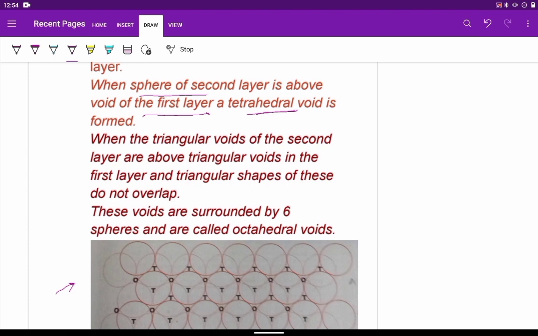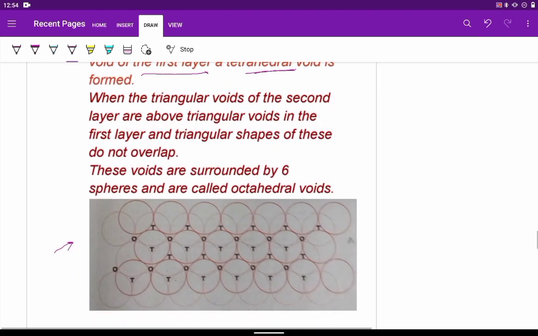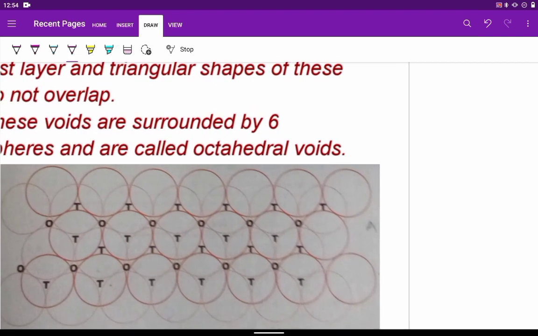It may also happen that the triangular voids of the second layer are above the triangular voids of the first layer, meaning void and void are matching. But you see wherever O is written, the shapes are not matching. In some cases the pointed end is down, in the other case the pointed end may be up. You can see in this area I am showing, this is the pointed end, here this is the pointed end. So in this we get octahedral voids.